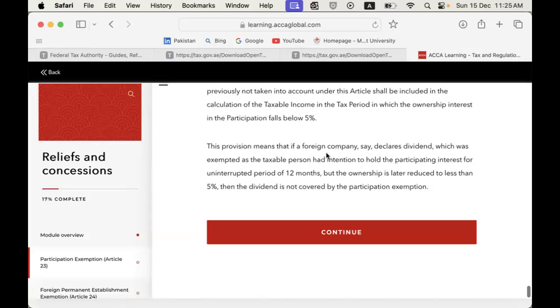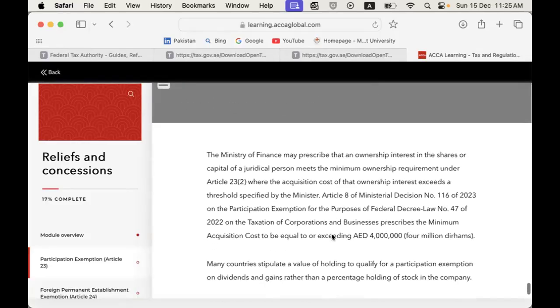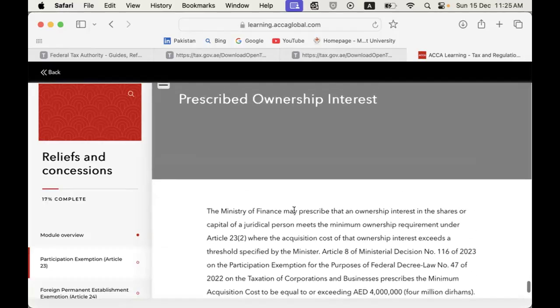This provision means that if a foreign company, say, declares a dividend, which was exempted as the taxable person had the intention to hold the participating interest, but the ownership later reduced to less than 5%, then the dividend is not covered under the participation exemption. We still haven't come to that decision, but we will. It is mentioned. Now we have come.